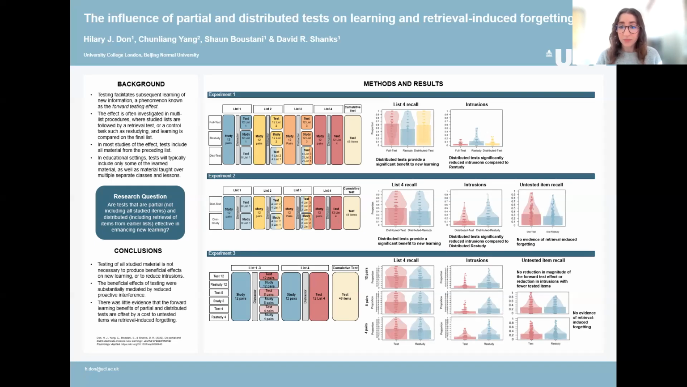retrieval-induced forgetting. So what we find is that testing of all studied material is not necessary to produce beneficial effects on new learning or to reduce proactive interference. And there was little evidence that the benefits of partial and distributed tests are offset by a cost of untested items through retrieval-induced forgetting.